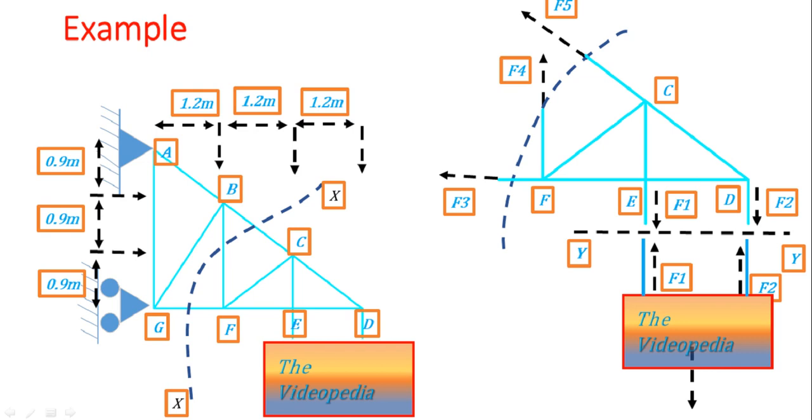Similarly, when I'm passing the sectional plane YY, what forces am I getting? It's F1 and F2, correct? Now you know that the weight of this block, the Videopedia block, is known. So what is the first thing you can do using the information you have? You can find F1 and F2, right?